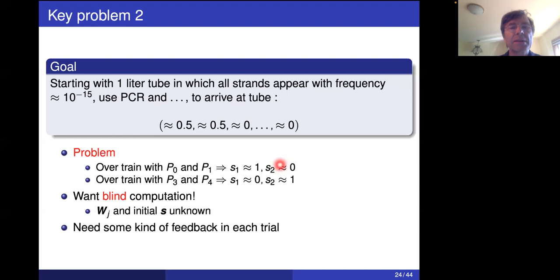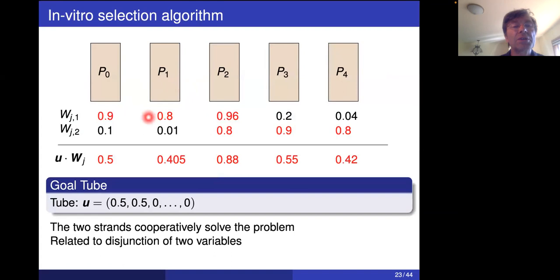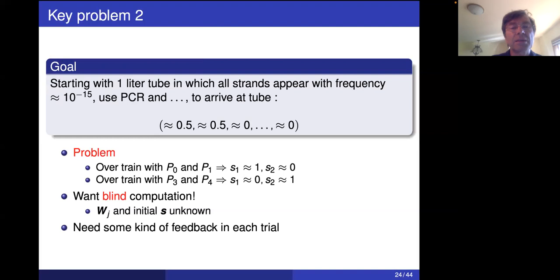So you start out with one leader and you have PCR available and you want to arrive at this tube. And the problem is if you overtrained on these proteins, then it would favor the first one. And if you overtrain on these proteins, you would favor the second one and wipe the other one out. So there's a problem. How do you do this, right? It's the multiplicative update favors the best, but you're not supposed to use the best. The other one is supposed to survive, and you want to do blind computation. And it turns out you can do this. You need some feedback in each trial, as you will see in a moment.